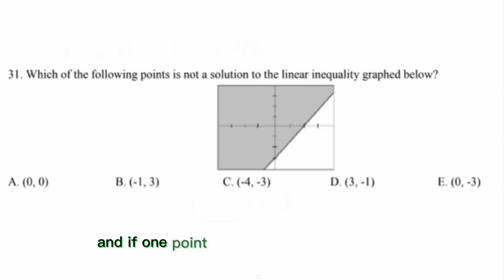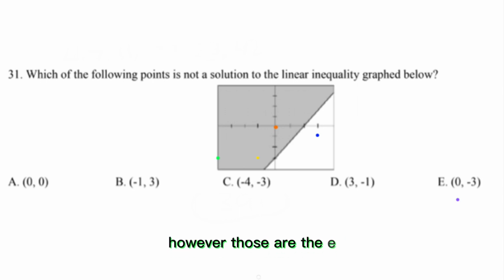And if one point isn't in the gray shaded area, that's the answer, because that's not a solution to the linear inequality. So in this case, (0, 0), otherwise known as the origin, is in the gray area, so it's not that. (-1, 3) is in the gray area, so it's not that. (-4, -3) is in the gray area, so it's not that. And D, (3, -1), is not in the gray area, so it's that.